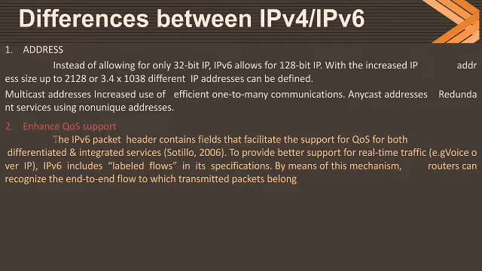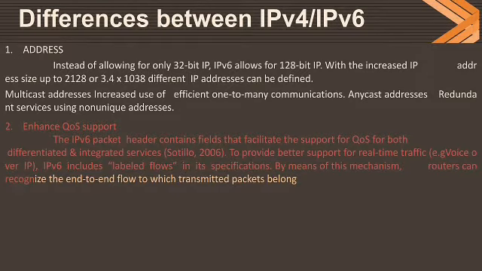2. Enhanced QoS support. The IP version 6 packet header contains a field that facilitates the support of QoS for both differentiated and integrated services. To provide better support for real-time traffic, IP version 6 includes a flow labeling specification. By means of this mechanism, routers can recognize the end-to-end flow to which transmitted packets belong.